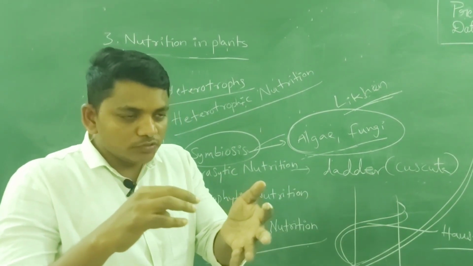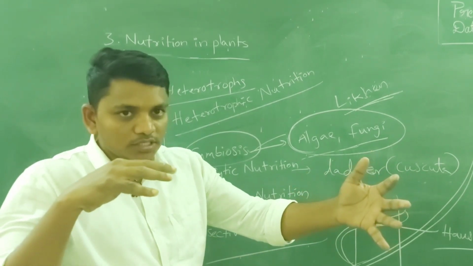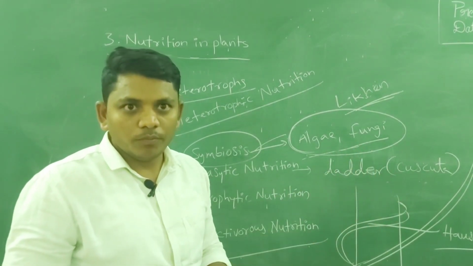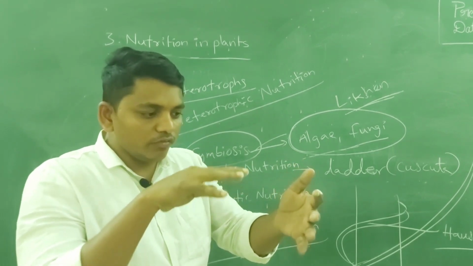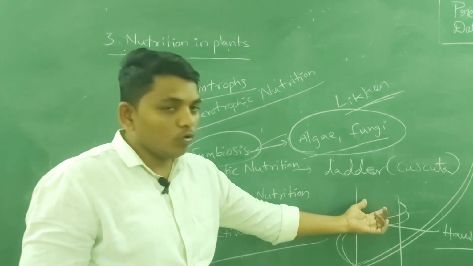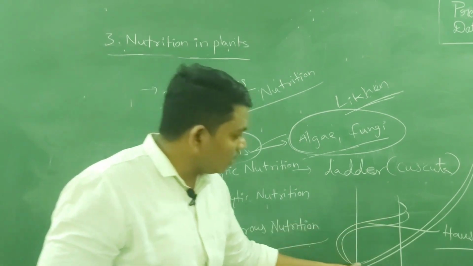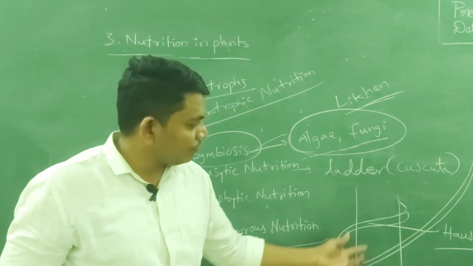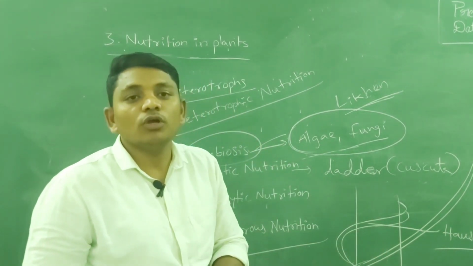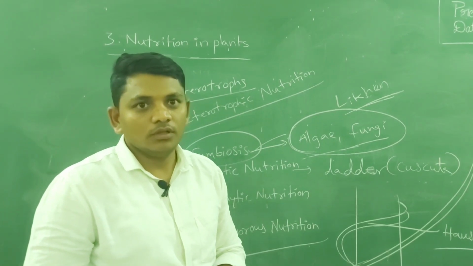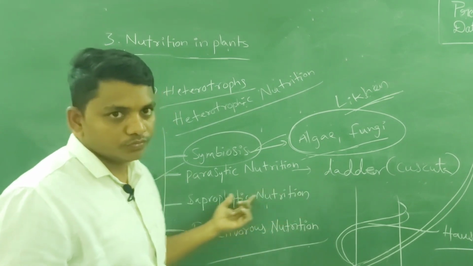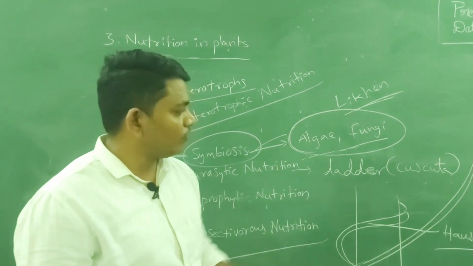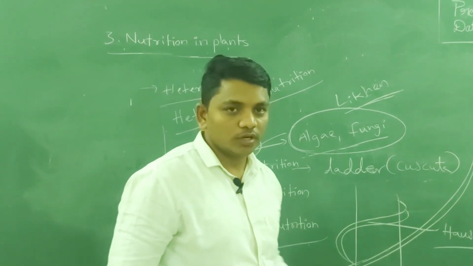These finger-like projections go into the stronger plant's xylem and phloem, and this haustoria system will absorb the food material from the host plant. In this way, the dodder is getting benefit and the larger plant is losing its properties. So this is called a type of parasitic nutrition. The best example for parasitic nutrition is cuscuta.